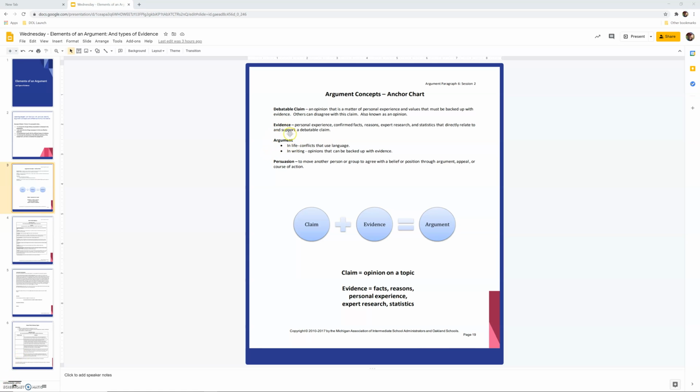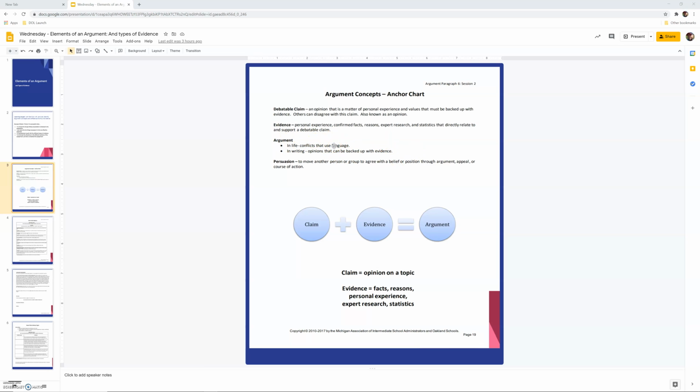The next term that we look at is argument. In real life, an argument is a conflict that uses language. In writing, it's an opinion that can be backed up with evidence. So that's the sort of argument that we're concerned with. The opinions that can be backed up with evidence.